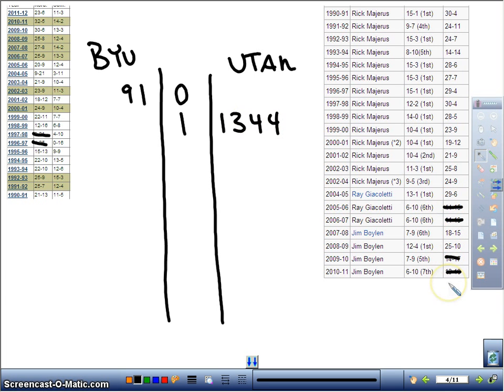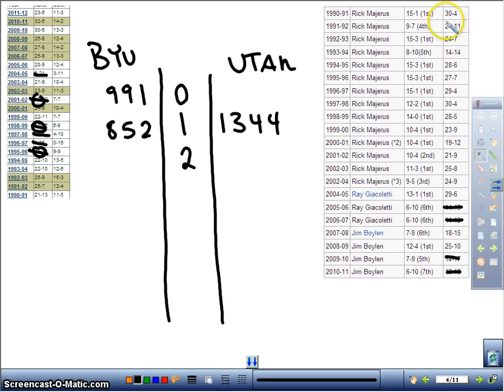Okay. BYU has got... Oh, I missed one of their 9-win seasons right there. Okay. They've got a 12 right there, a 15, and an 18. Okay, so we put a 12, 15, 18. I'm going to go ahead and mark those off. Okay, and then let's go for 20 win seasons. There's going to be a bunch of those for both teams.